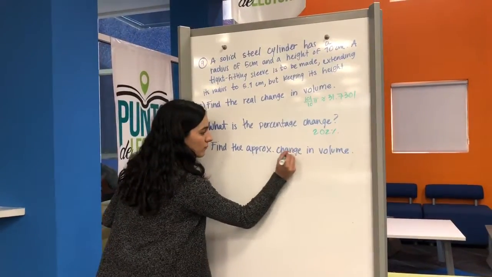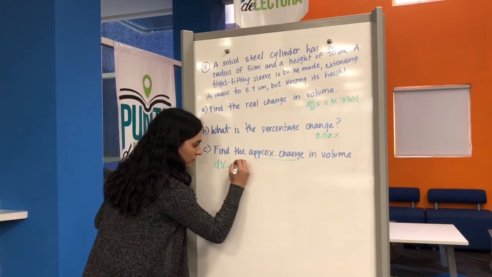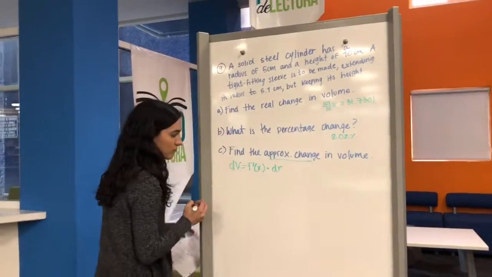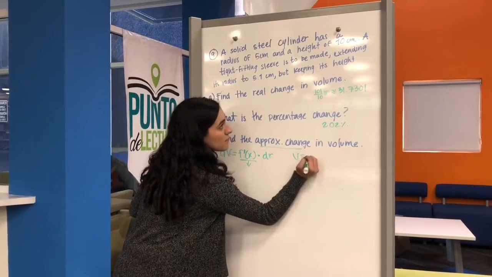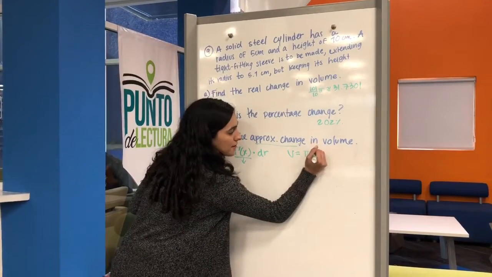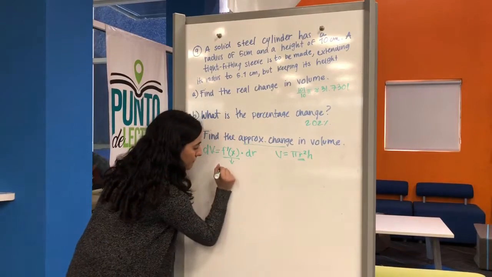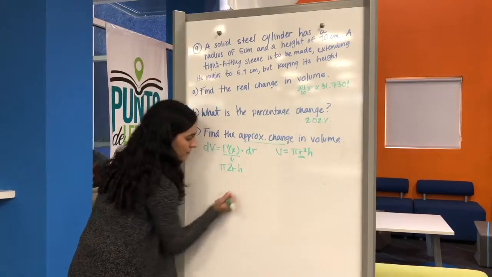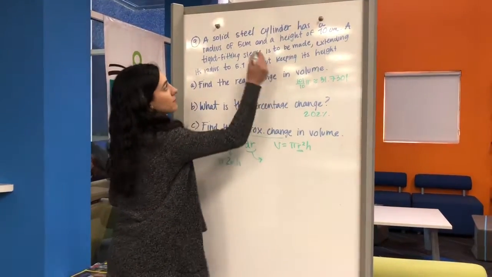To find the approximate change in volume, you will need to use differentials to solve this part of the problem, as we mentioned before. You need to remember that the formula we used to calculate the volume of the cylinder was volume equals pi times radius squared times height. Now you need to differentiate the volume to get the f prime in the equation, and f prime equals pi times 2 times radius times height. Also, you must multiply it by the difference in radius.